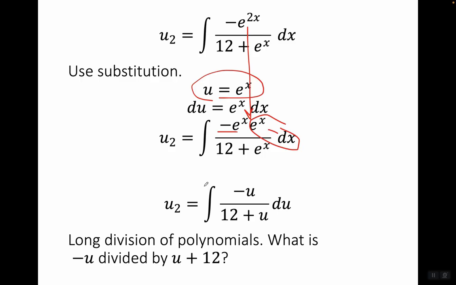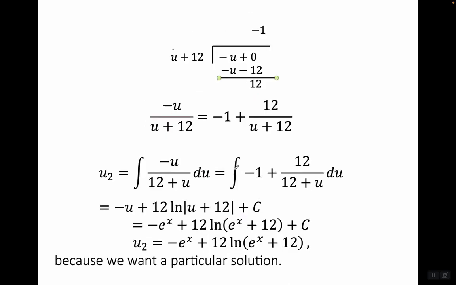Oh my goodness, we need to do long division of polynomials. You saw that in the chapter on partial fractions. Remember that in second semester calculus? It was a long time ago. What we need to do is find negative u divided by u plus 12. So we're going to do this long division of polynomials. We're going to multiply this by negative 1. Okay, and we're going to subtract negative u minus 12, and that just leaves us positive 12. So we have negative u over u plus 12. It turns out to be negative 1 plus this remainder, namely 12 over u plus 12.